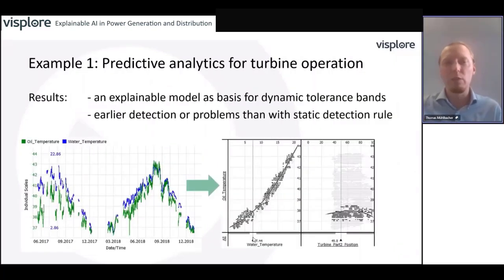To summarize, what are the results here? After selecting the useful data based on the domain knowledge, we now have an explainable model as a basis for dynamic tolerance bands. If we compare this to a static tolerance threshold that wouldn't depend on other variables, this allows the experts to detect the deviations much earlier.